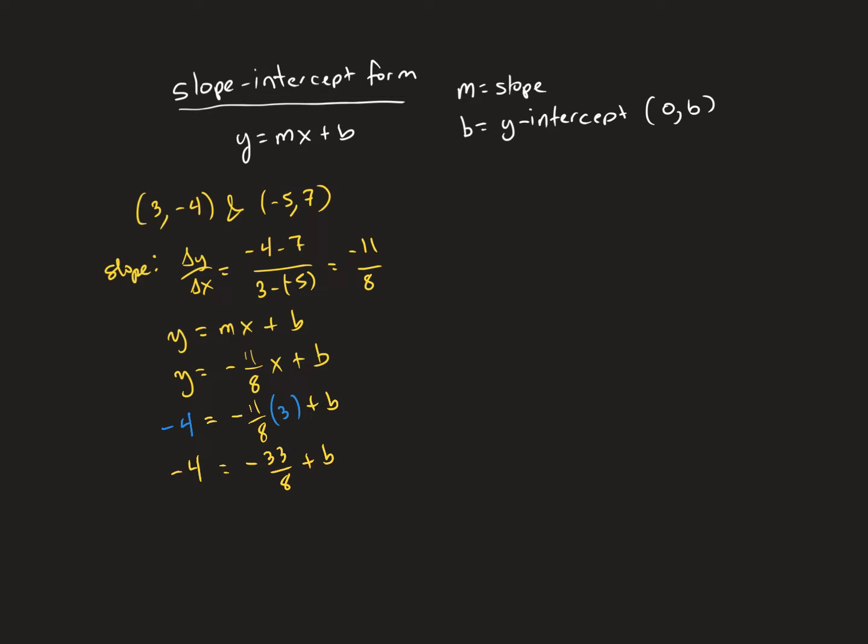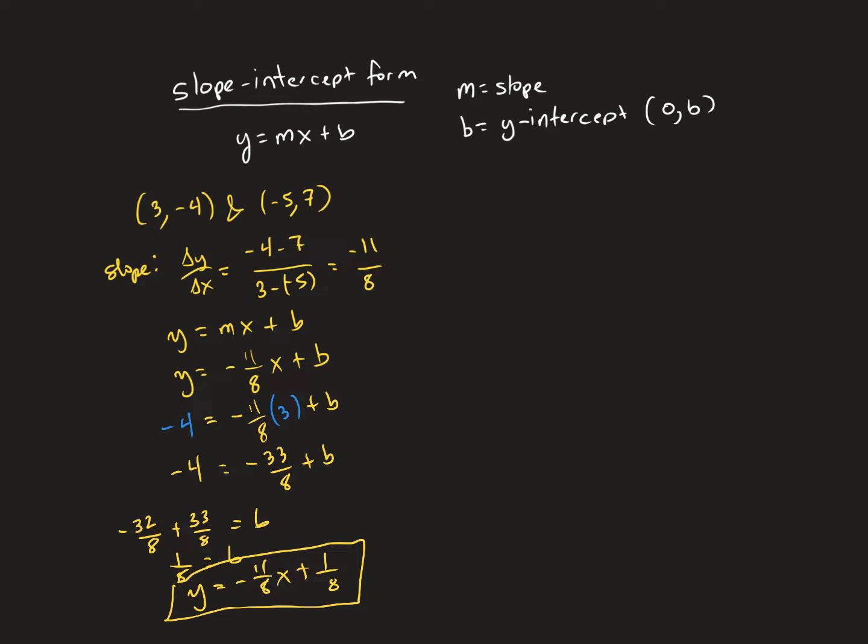If I move that 33/8 over to the other side, negative 4 is negative 32 over 8, and then plus 33 over 8 gives me 1/8. So that's my y-intercept. So my equation of my line is y equals negative 11/8 x plus 1/8. So that's how you do it, going directly from the points into slope-intercept form. You find the slope, you get y equals mx plus b, you plug the slope in, and then you use one of the points to find b, and then write the equation of the line.